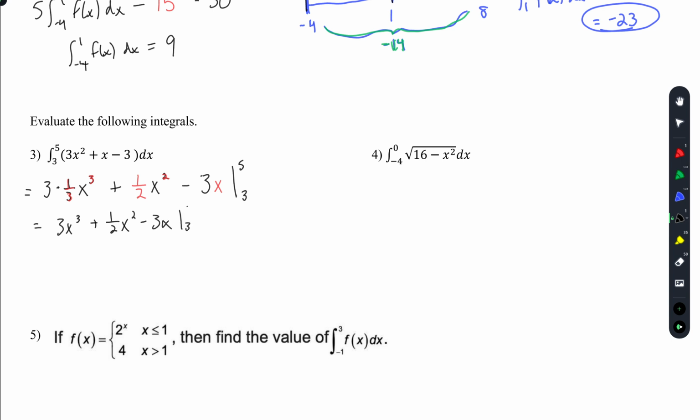Then you're going to plug in 3, plug in 5. So the upper bound, you're going to plug 5 in. So you're going to go 3 times 5 cubed plus 1/2, 5 squared minus 3 times 5. So you plug in the upper bound minus, and then you plug in the lower bound. So you go 3 times 3 cubed plus 1/2, 3 squared minus 3 times 3. Be careful that this is all in a bracket so you don't mess up a sign here.